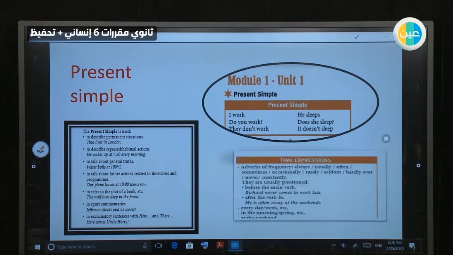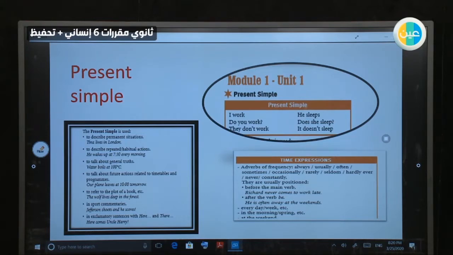There is something we call time expression. Time expression helps you a lot to decide what tense the sentence is. Is it present simple? Is it present progressive? Is it past? Number one, adverbs of frequency like always, usually, often, sometimes, occasionally, never. And you have to know that they usually come before the main verb, like Richard never, Ali often, Hind usually comes to work late.